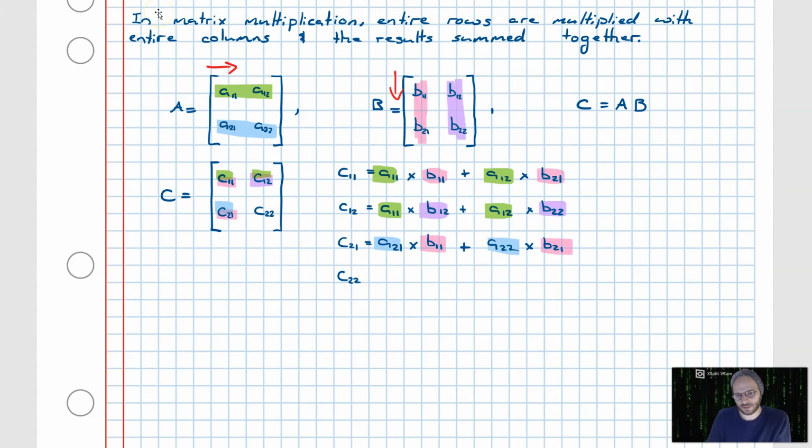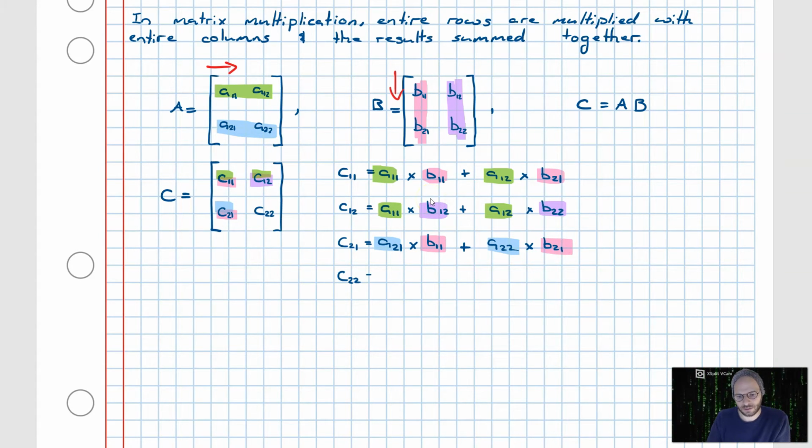And this will give us our element C 2, 1. So notice the color coding pattern we have here. Second row, first column. Notice how they're multiplied together.